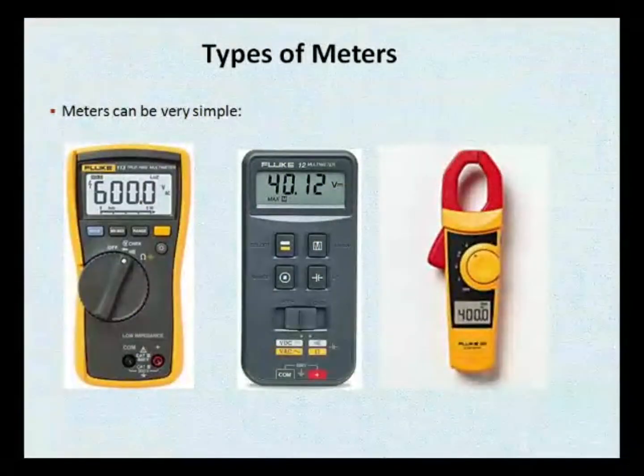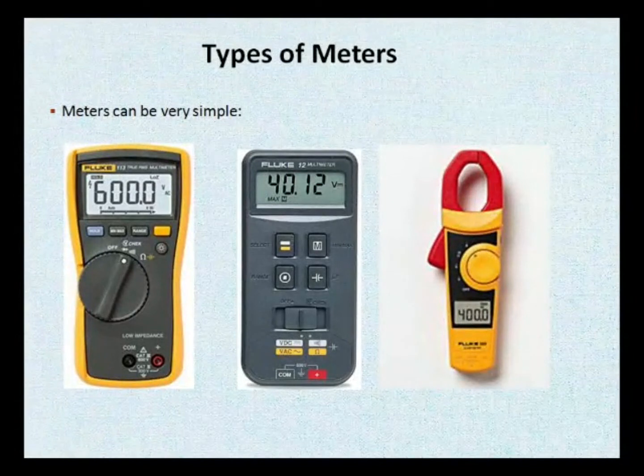Types of meters. Meters can be very simple, and I have a picture for you here of simple meters. This is a digital meter on the left side here. That looks like a very basic auto range meter. What can you measure here? You can probably measure resistance, continuity, and maybe there are some functions here to select voltage and whatnot. But this is a very simple meter.